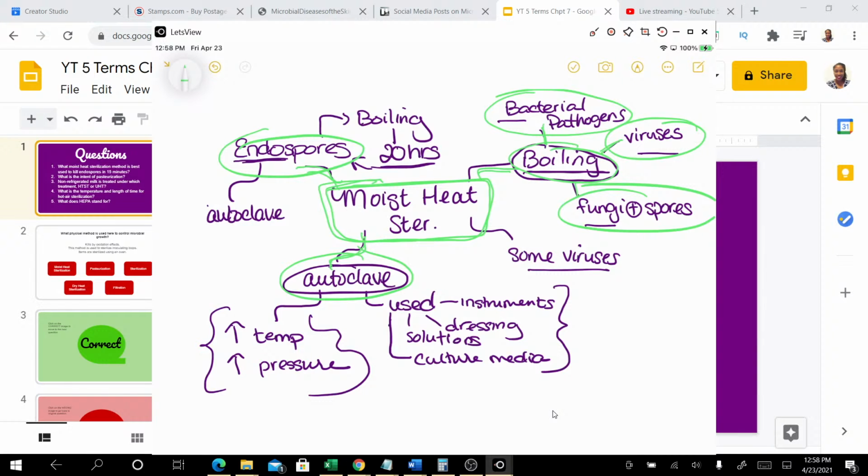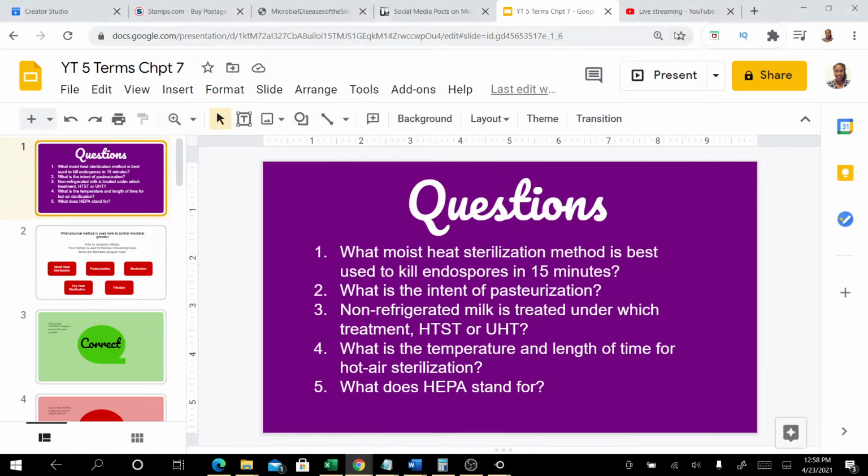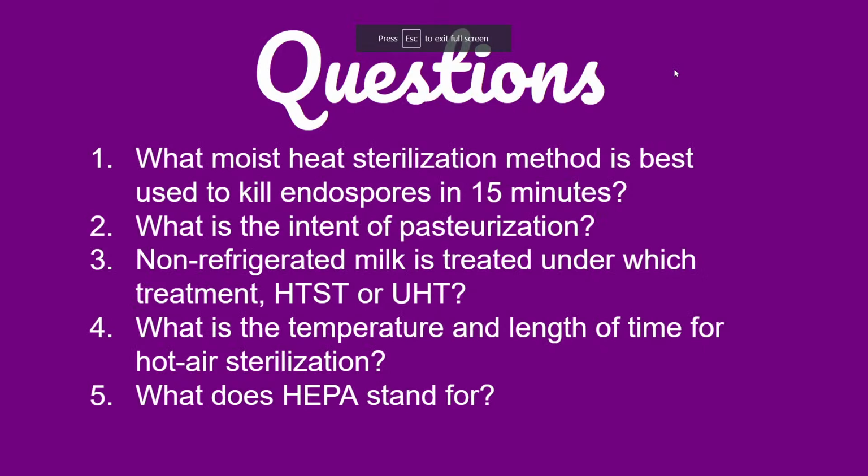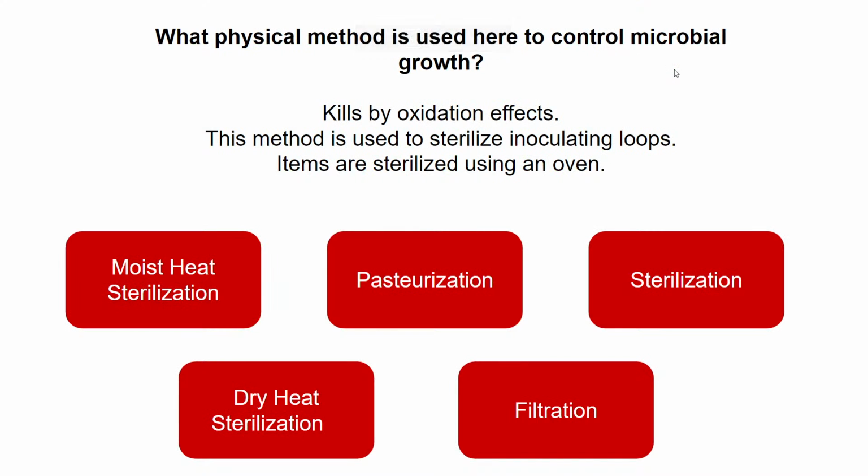And the next one is, guess what? We're going to have fun with micro. And how are you going to have fun with micro? By testing your knowledge. So I have interactive slides that would help you remember microbiology, kind of take a break from reading the textbook. And so this one is, what physical method is used here to control microbial growth?